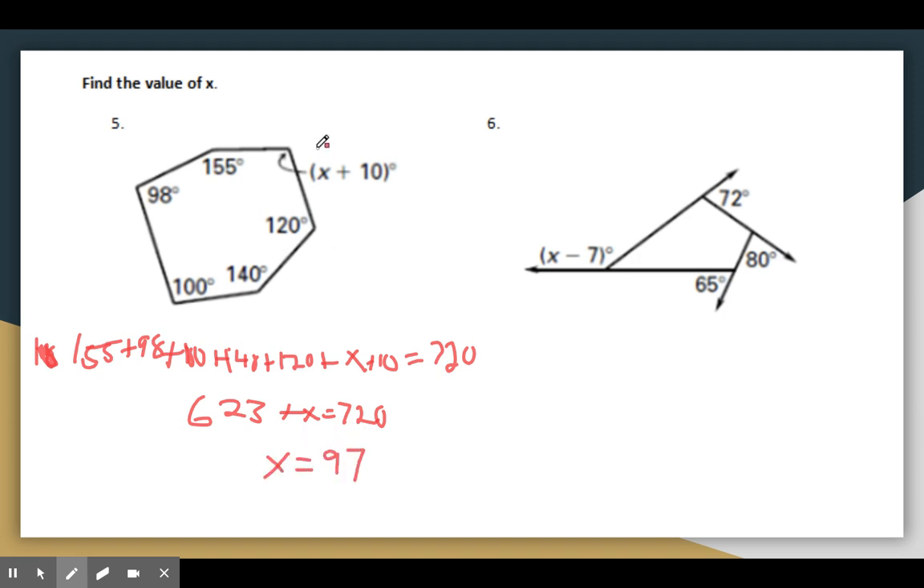So that means X here would equal 97. But remember, X is equal to 97, but the entire angle, which is X plus 10, would be 107. So that angle is 107, X is 97. Remember, there is a difference.